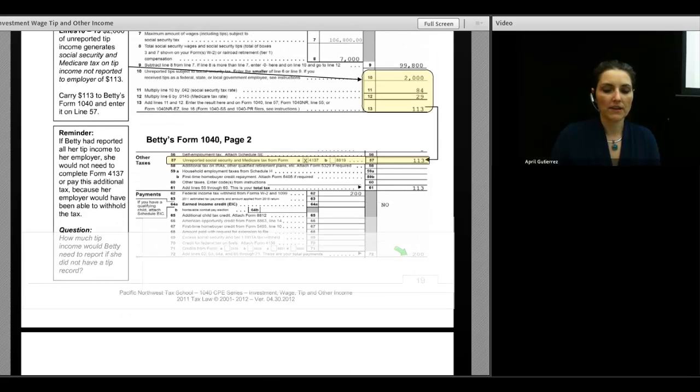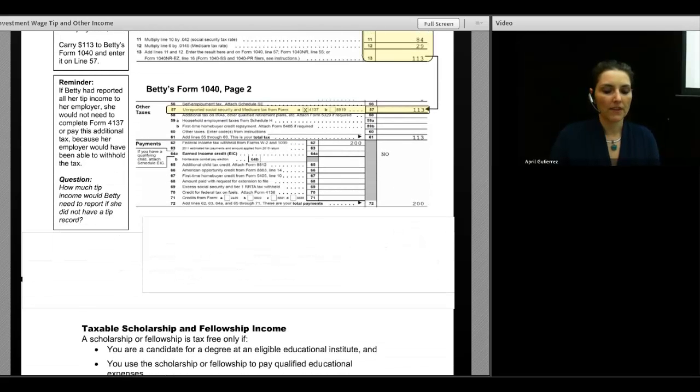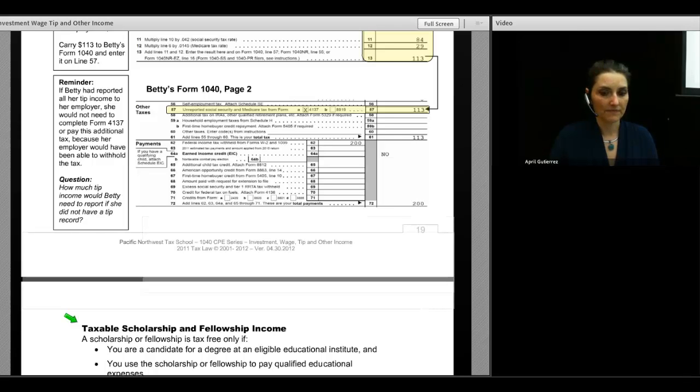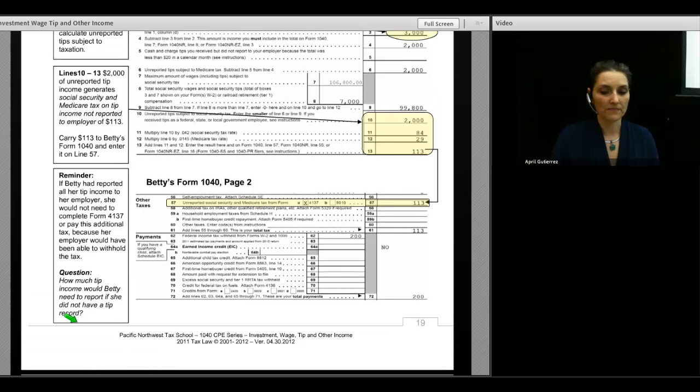Now there's one other point I need to tell you about tip income. It comes up on our tip quiz, and it is a question certainly that could come up on any kind of tax exam. The rule for reporting tips is that if you receive $20 or more in tip income in any one month from any one employer, you are required to report tips for that month on Form 4137, which is the tip tax form.